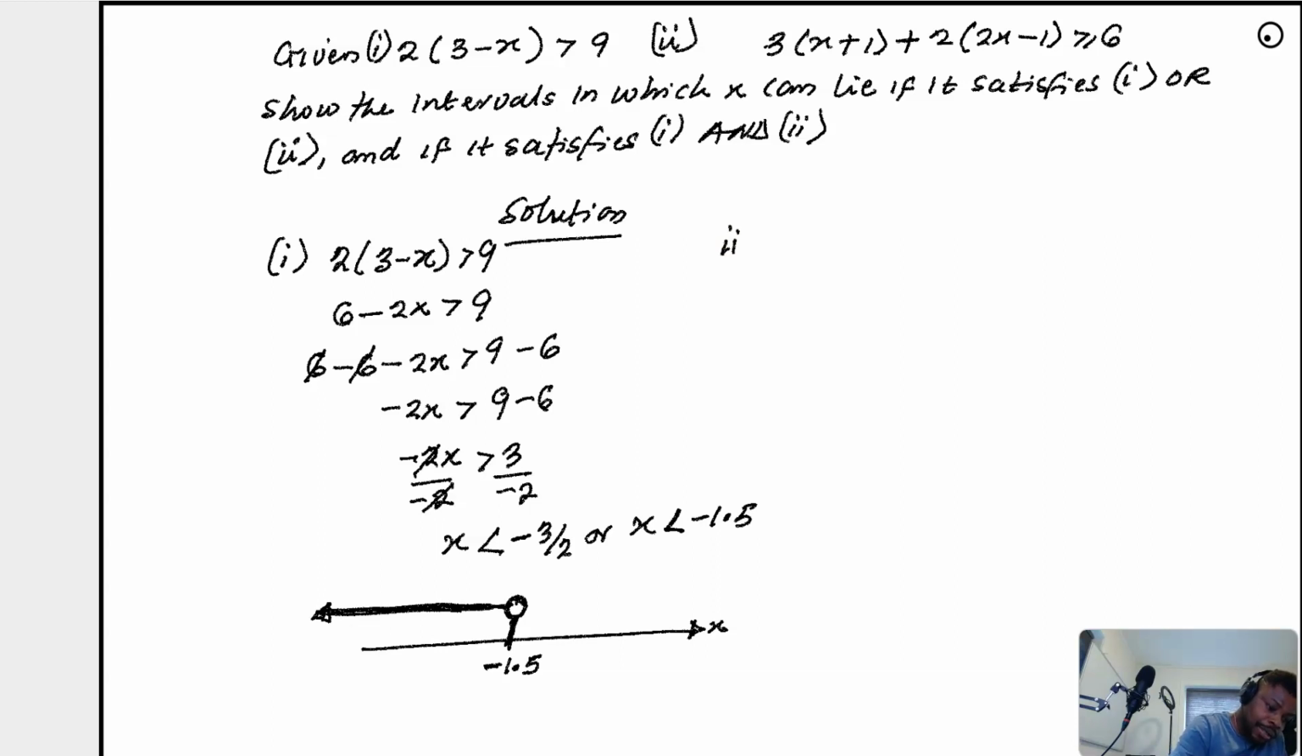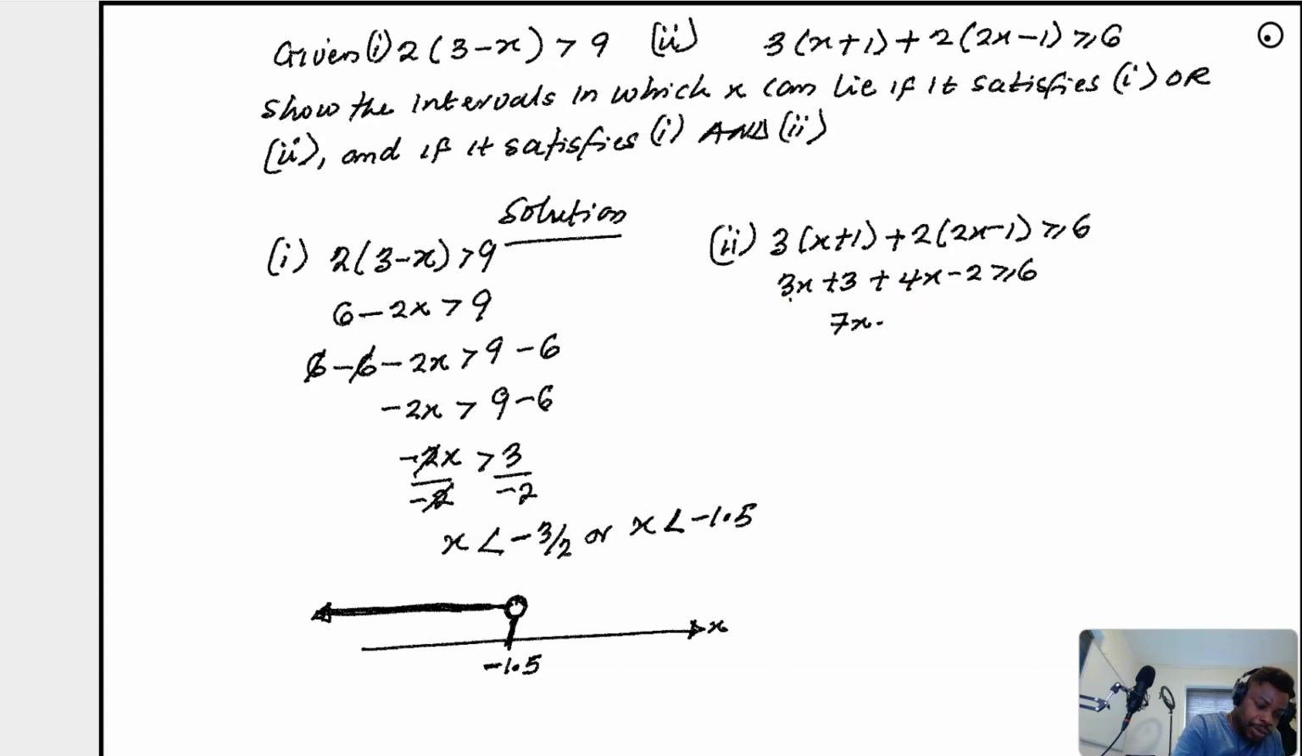Now let's see the next one. Then we'll now read the whole question to see what we're asked to do. This is 3x plus 3, 4x minus 2, so equals to 6. 3x plus 4x, that is 7x, plus 3 minus 2, that is plus 1. So this is 7x, this is 6 minus 1. I'm just doing it very fast now. Divide through by 7, which is positive, so the inequality sign remains the same.